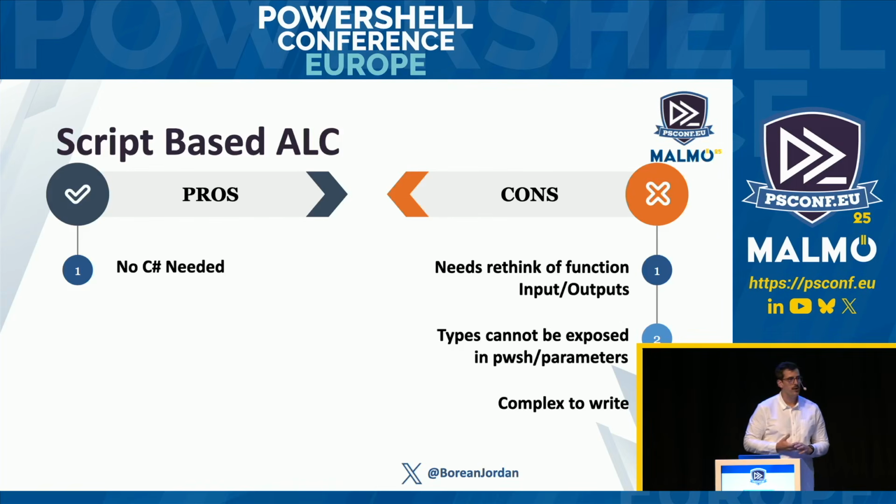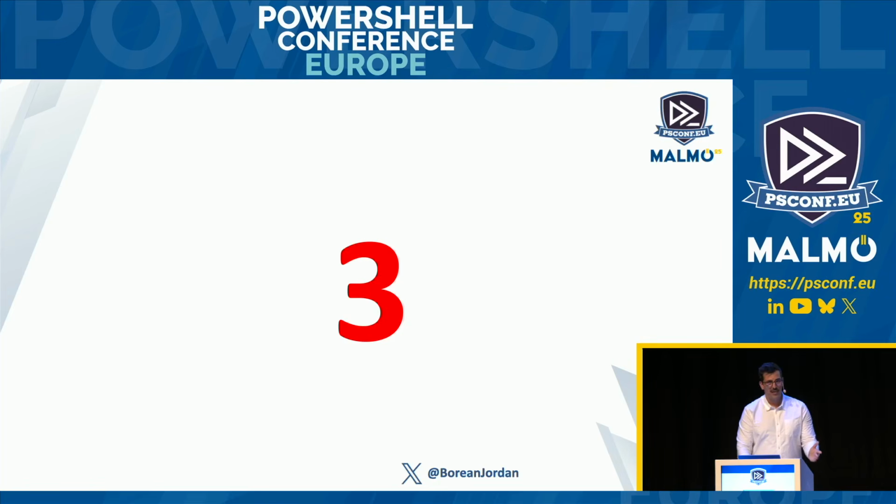The cons: you do need to rethink your inputs and outputs, because PowerShell cannot reference those types, so you can't define a type on a parameter and hope it does its casting conversions. It is also complex to write. You saw that very basic example, and that's very contrived. As soon as you get into more complex scenarios, it's not going to be easily maintainable. I hope there's something we can improve in PowerShell in the future to make it a bit better, but right now it's just not really there. So I score that a 3 out of 10.